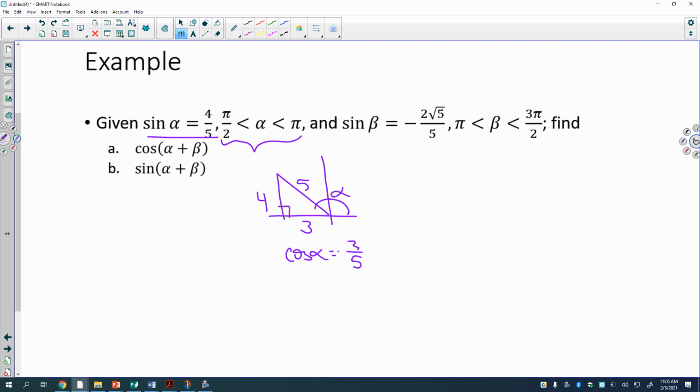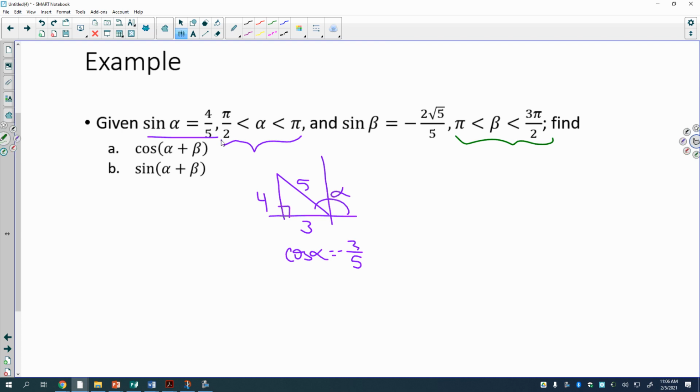It's negative 3/5. Make sure you're careful with the quadrants. If you just label those sides with numbers, you'll oftentimes miss that. Make sure you're careful with quadrants because that can change your positives and your negatives. Now I'm going to do the same thing over here for my beta.